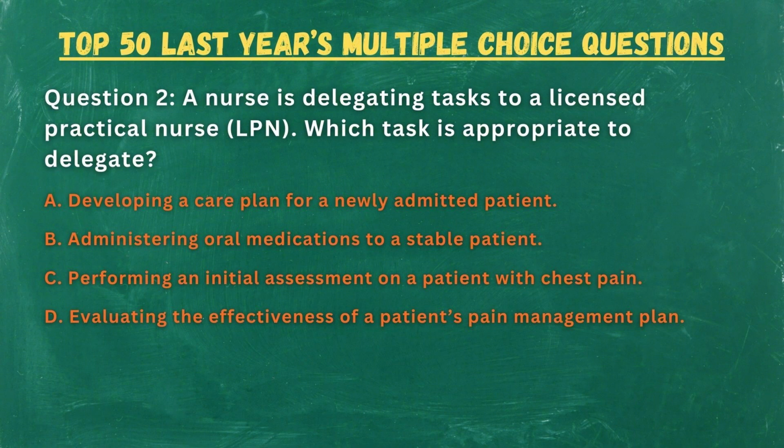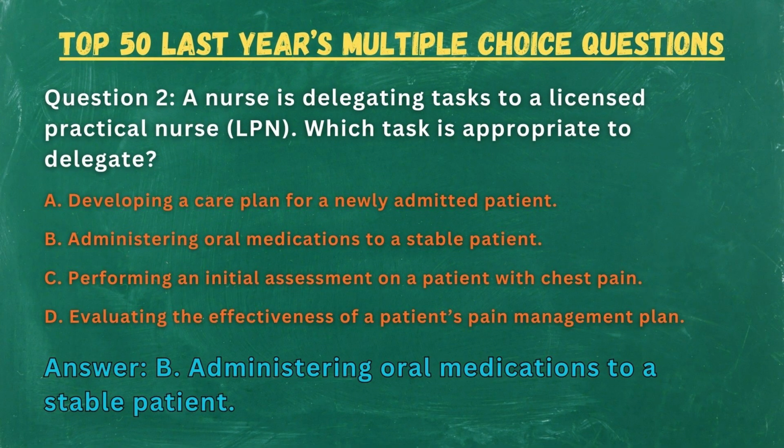A. Developing a care plan for a newly admitted patient. B. Administering oral medications to a stable patient. C. Performing an initial assessment on a patient with chest pain. D. Evaluating the effectiveness of a patient's pain management plan. Answer. B. Administering oral medications to a stable patient.